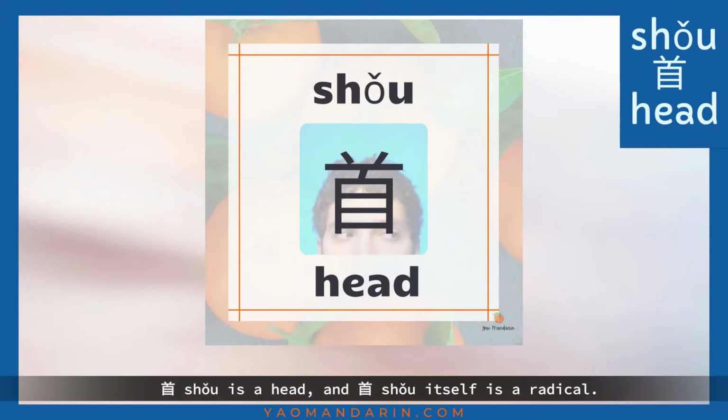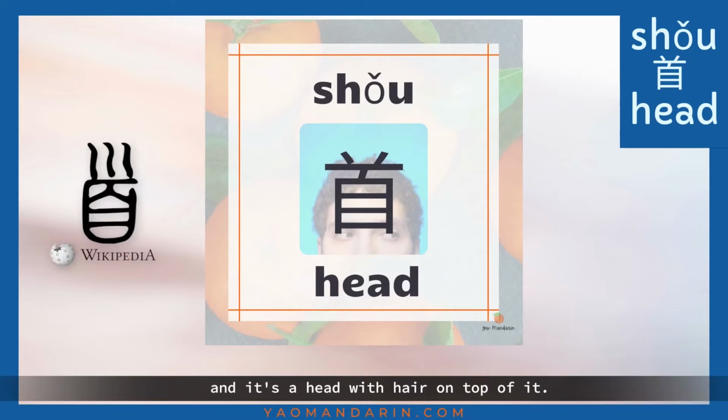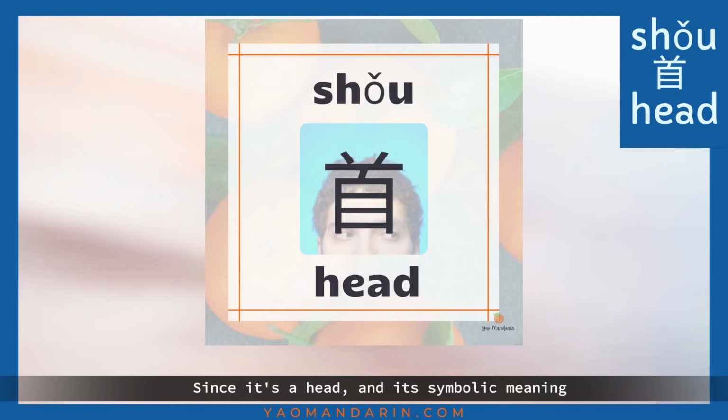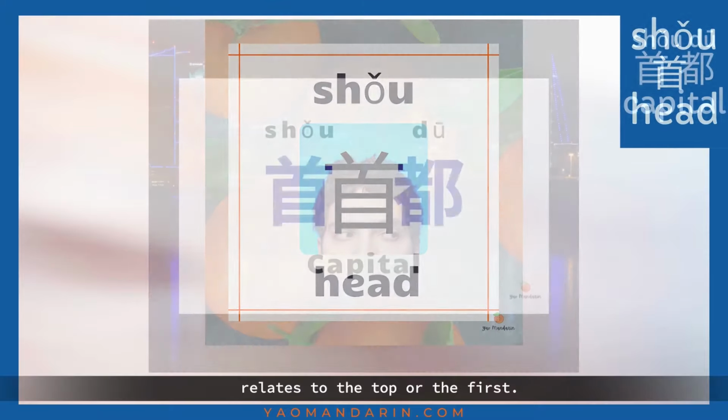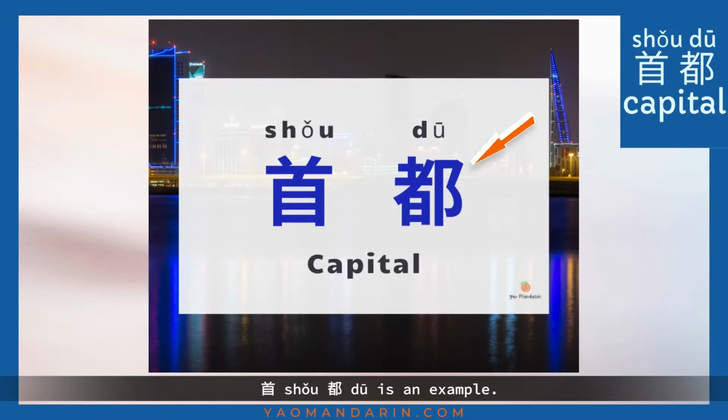Shǒu is a head, and 首 itself is a radical. Shǒu is a pictograph, and it's a head with hair on top of it. Since it's a head, its symbolic meaning relates to the top or the first, 首都 is an example. 都 means a city, and 首都 is the capital.